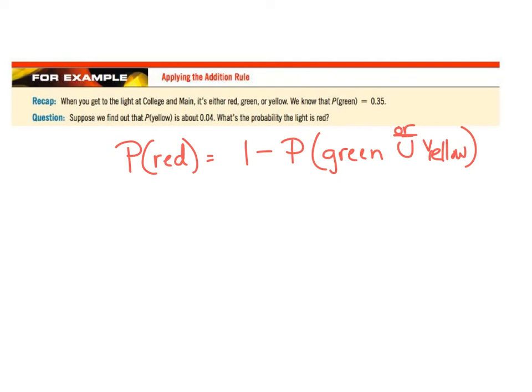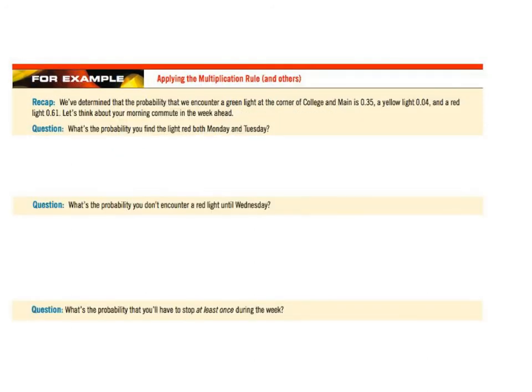These would be mutually exclusive. So green or yellow would just be add the two together, 0.35 plus 0.04, and then you're going to take that away from 1. So this is going to be 0.61. We've determined that the probability that we encounter a green light at the corner of Main is 0.35, yellow is 0.04, and red is 0.61.